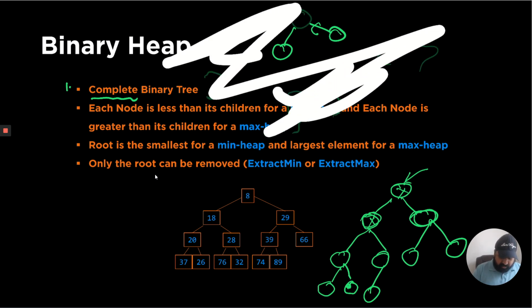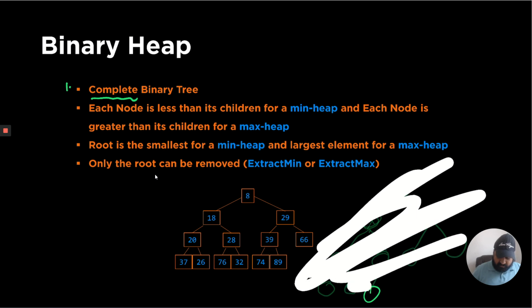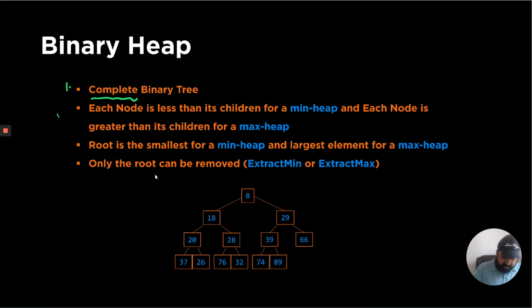So let's go back to the properties. The first one was it's a complete binary tree. The second one is each node is less than its children for a min heap. So that means the root element is the smallest element. Also, the operations that are supported by a binary heap are extract min, which is you extract the minimum element, and insert operation, which we discussed in the previous video.